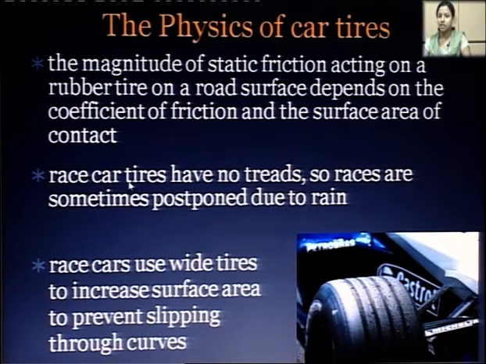Since race tires have no treads, races are sometimes postponed due to rain, because they have no tread, no friction, and in the rainy season the friction is already becoming less.